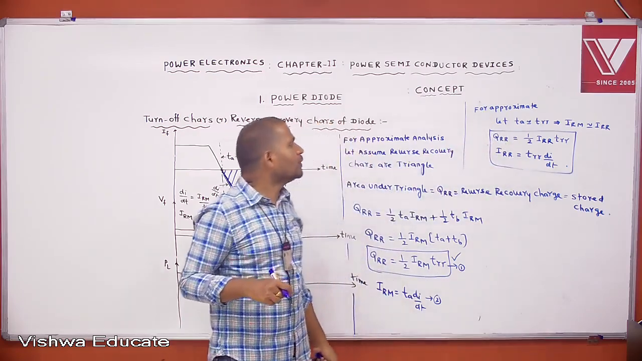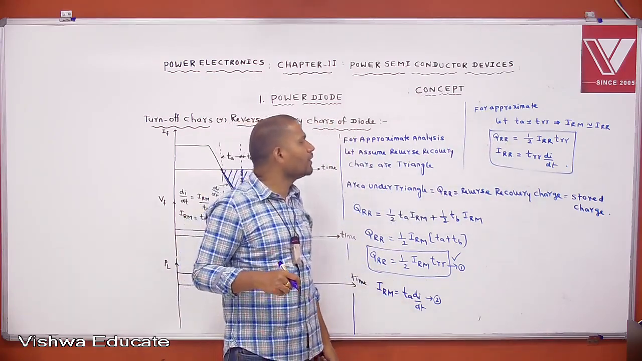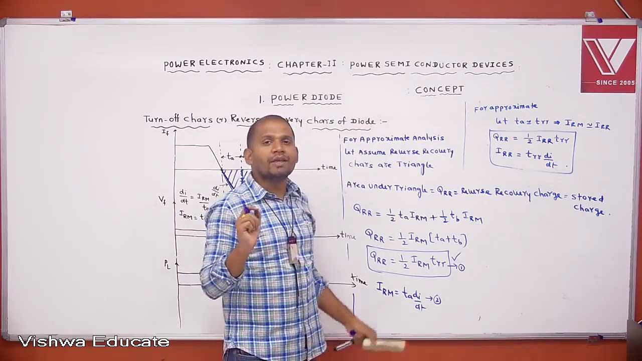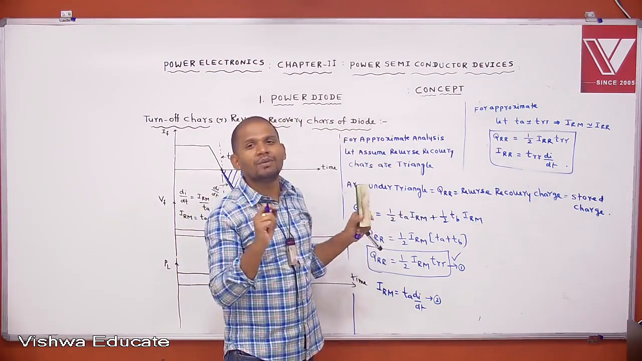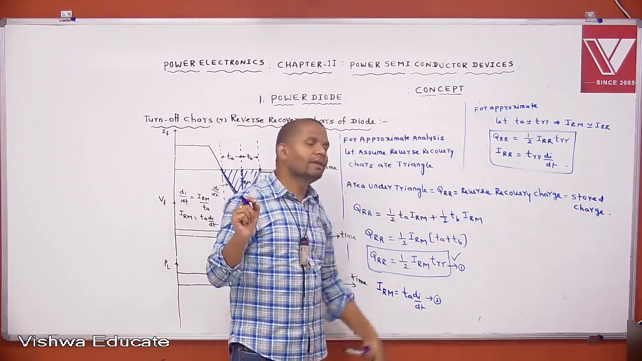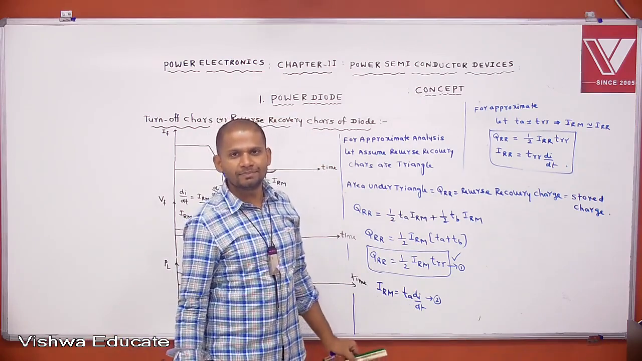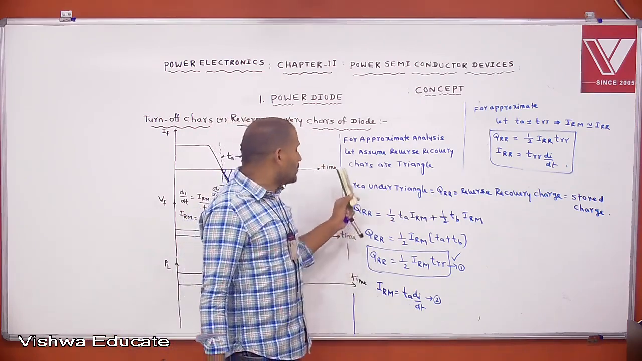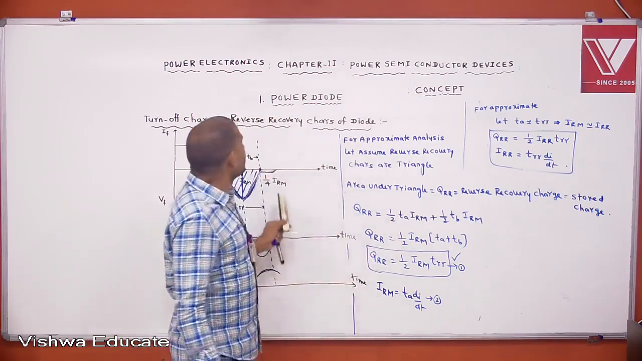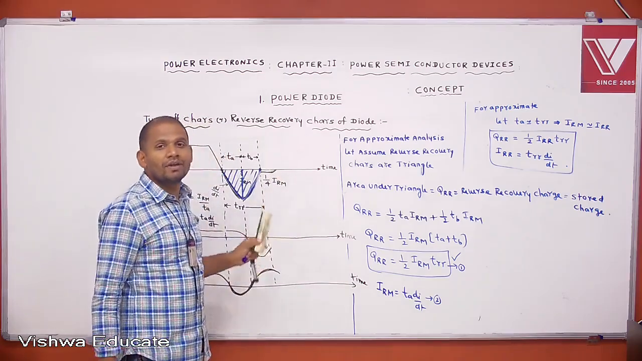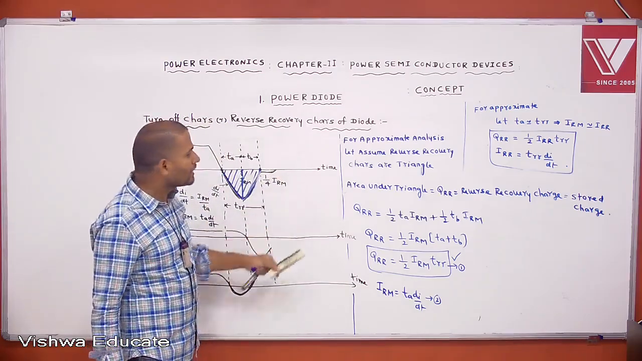QRR equal to 1 by 2 IRR into TRR. IRR equal to TRR into di by dt. If there is no data regarding TA and TB separately, then you go directly for IRR equal to TRR into di by dt. Clear? Okay. Now this is about the reverse recovery characteristics of a diode.